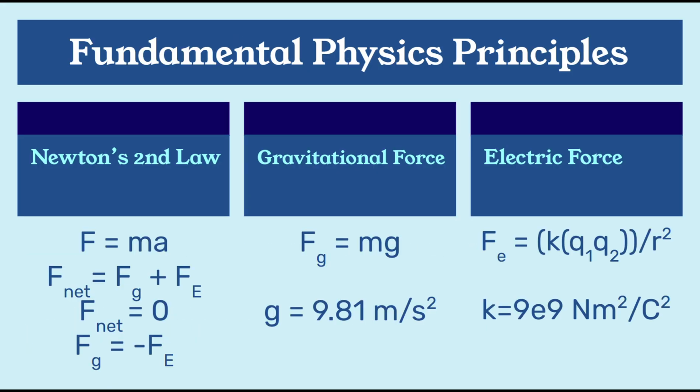Newton's second law says that force is equal to mass times acceleration. Since the tape was not moving, acceleration was zero, and thus net force was zero. Since F net is found from the electric and gravitational force, we know that these must be equal and opposite. The gravitational force is found by multiplying mass by the gravitational constant of 9.81 meters per second squared. The electric force is found by multiplying k times the two charges you were looking at, and then dividing by the square of the distance between the two charges, where k is equal to 9 times 10 to the ninth Newton meters squared per coulomb squared.